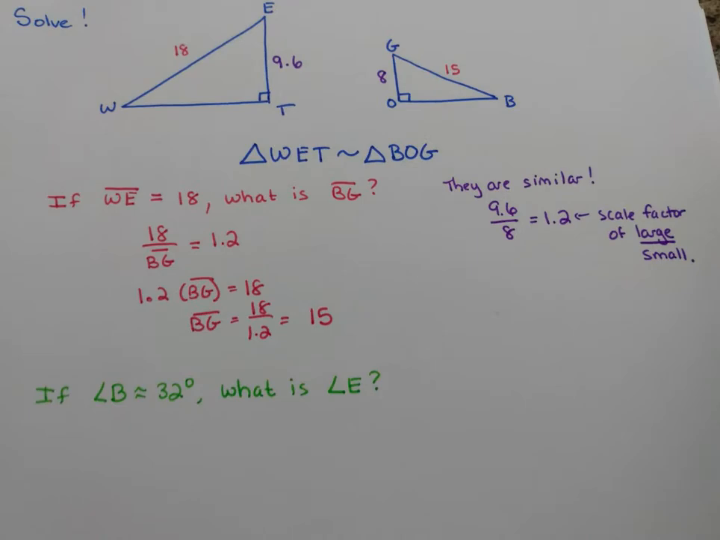All right, now let's say that angle B is about 32 degrees. Could you figure out angle E? Pause the video. Come back when you're ready.